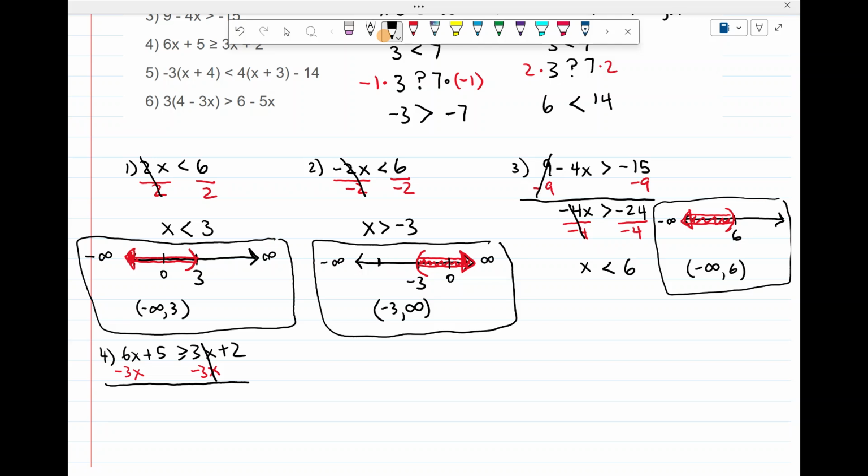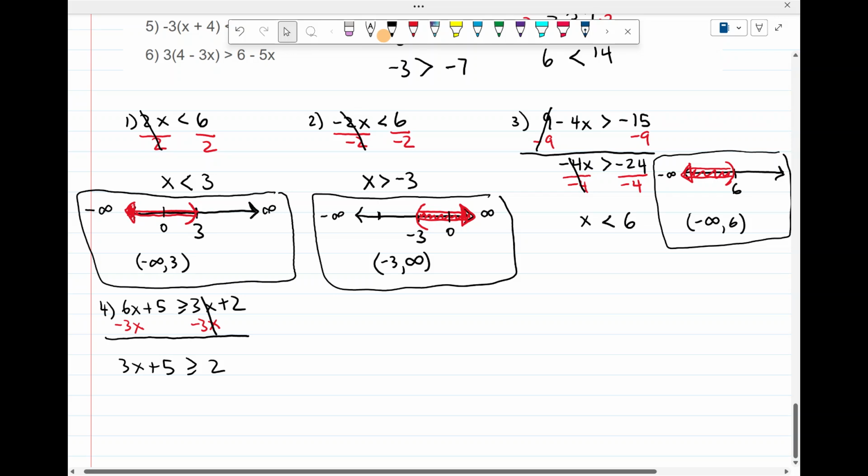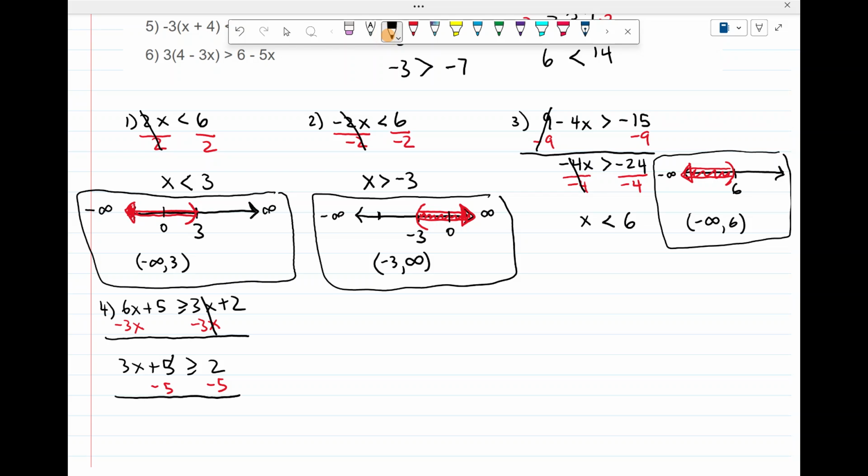These cancel out. I'm left with 3x plus 5 is greater than or equal to 2. So now my variable term is on the left, so I want to put all the numbers to the right. Next step, I'm going to subtract 5 from both sides to get rid of the 5 on the left. I'm left with 3x is greater than or equal to negative 3.